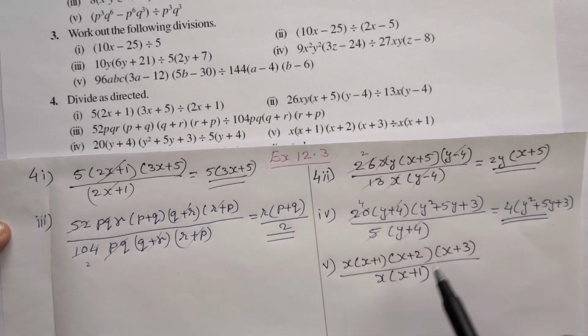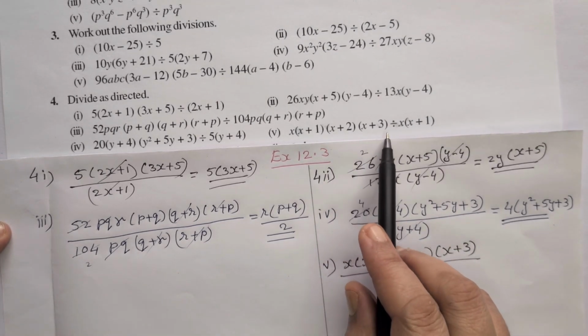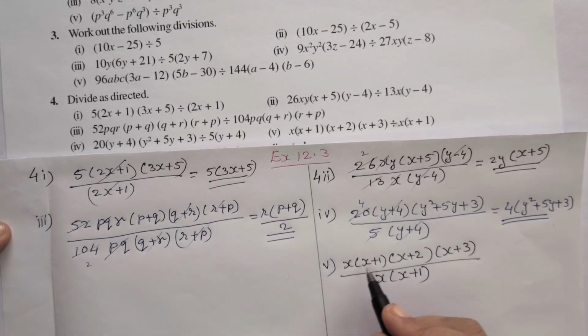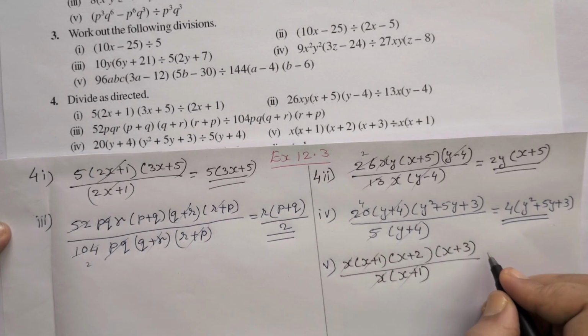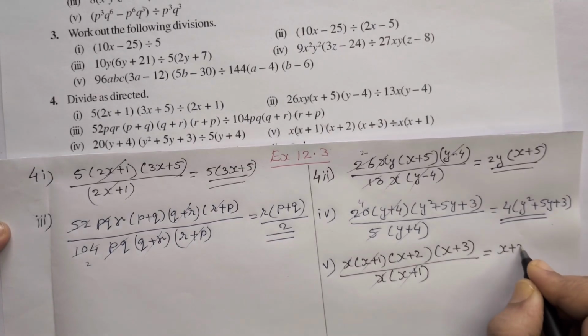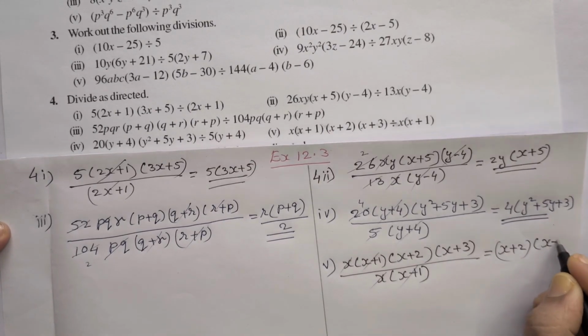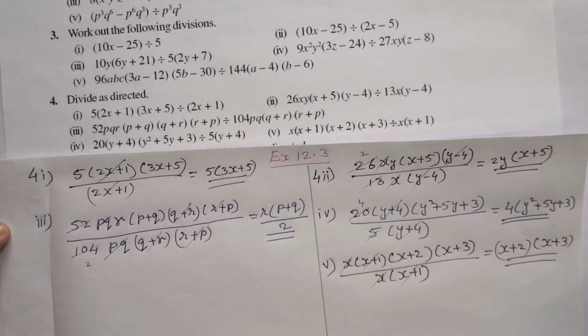Then next one, fifth one, x into x plus 1 into x plus 2 into x plus 3 divided by x into x plus 1. Here x we can cancel, x plus 1 also we can cancel, which is equal to x plus 2 into x plus 3, the remaining terms.